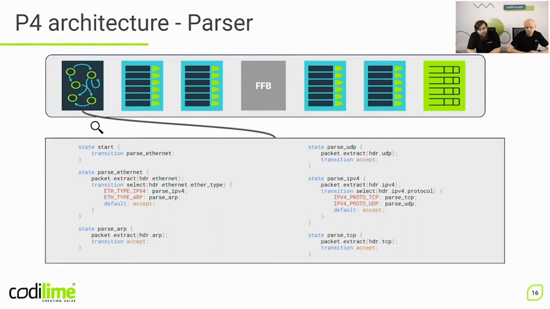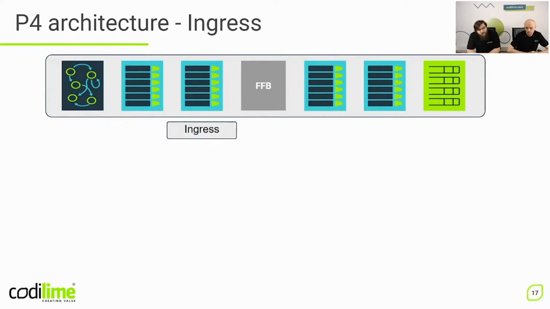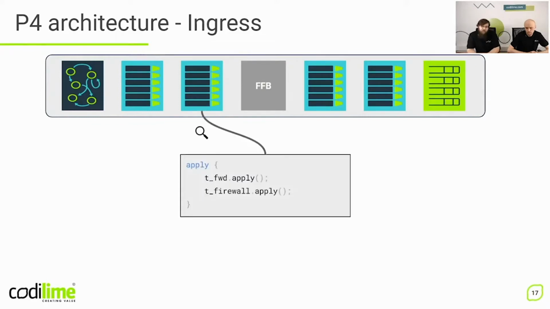The parser block is quite limited, and it mainly allows you to make use of if statements. In fact, the entire logic of our firewall is sitting in the Ingress block. The heart of it is two tables. The first one is the forwarding table. The second one is the actual firewall table.